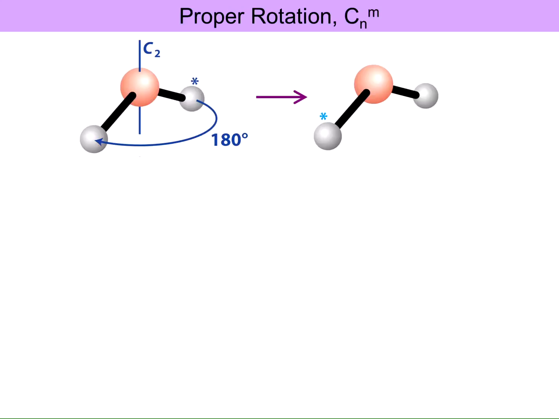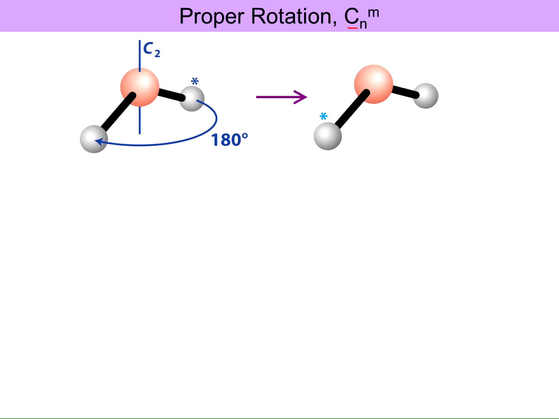So moving on to the proper rotation. So remember we said that it's abbreviated with a C, and the N tells us by what fraction, and the M tells us how many times to do that operation. So a C2, if we're looking at this water molecule, we rotate it through this axis 180 degrees.